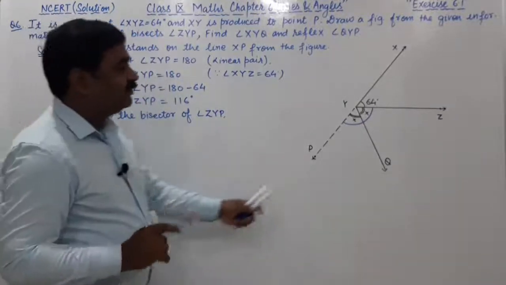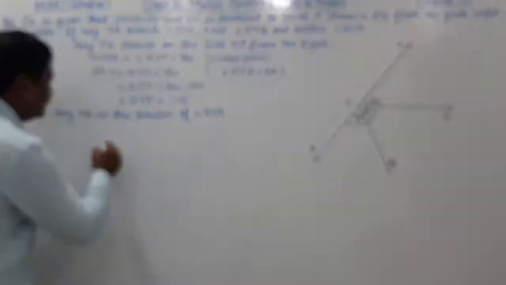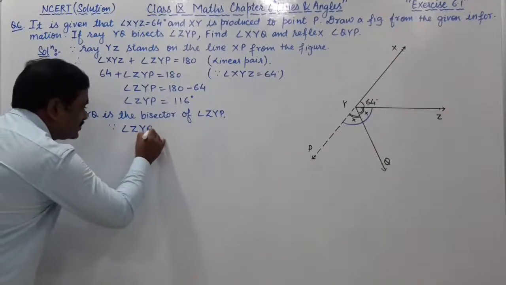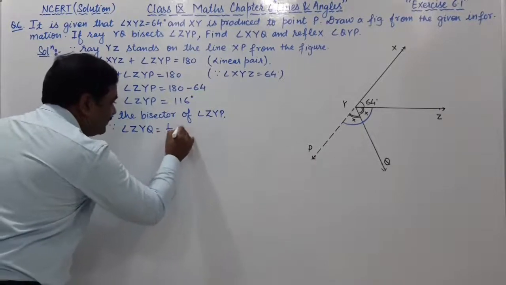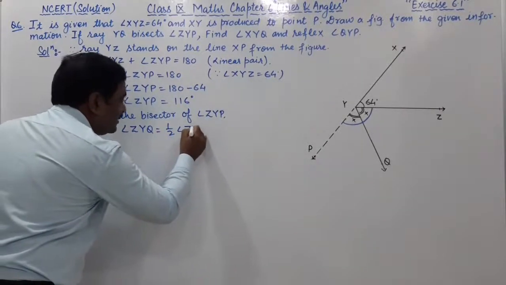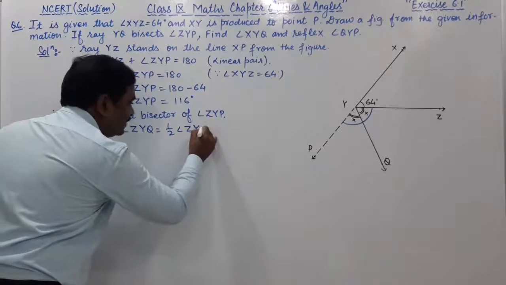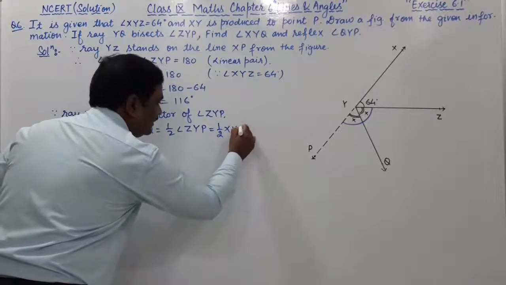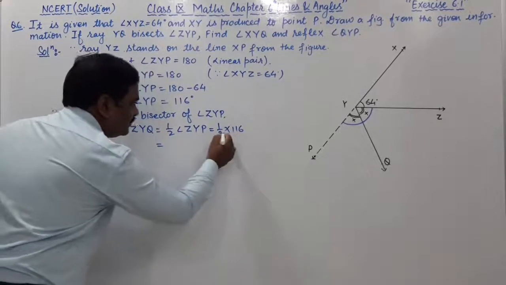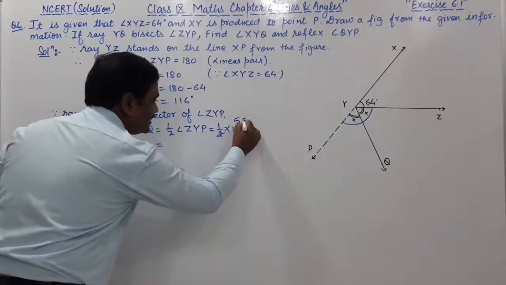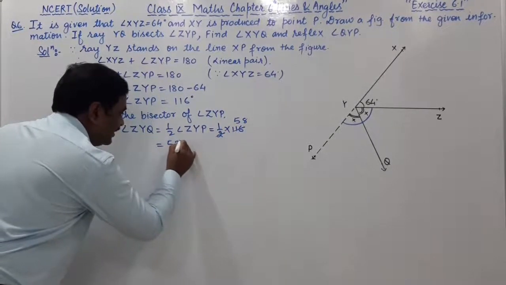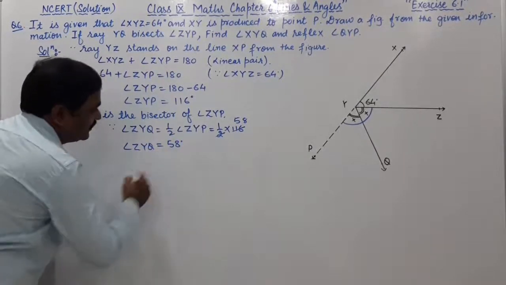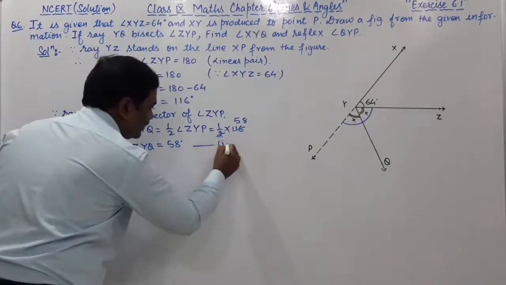So you can get the value of angle ZYQ. Therefore angle ZYQ is equal to half of angle ZYP, which is equal to half of 116 degrees. 2 5s are 10 and 2 8s are 16. We will get 58 degrees. It is the measure of angle ZYQ. Right friends? Say it is equation number 1.